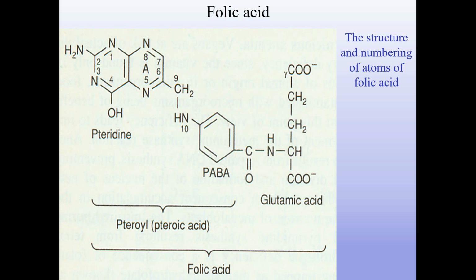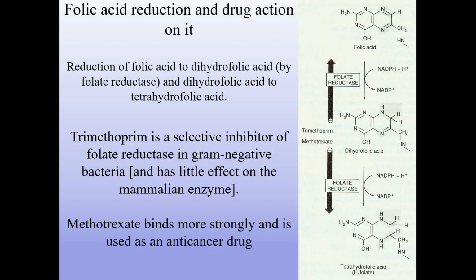And here you can see the structure and numbering of atoms of folic acid. And here you can see folic acid reduction and drug action on it. First of all, reduction of folic acid to dihydrofolic acid by folate reductase and dihydrofolic acid to tetrahydrofolic acid. Trimethoprim is a selective inhibitor of folate reductase in gram-negative bacteria and has little effect on the mammalian enzyme. Methotrexate binds more strongly and is used as an anti-cancer drug.